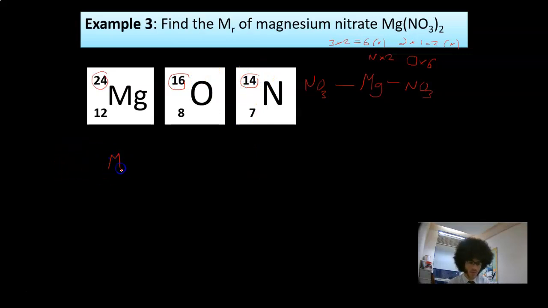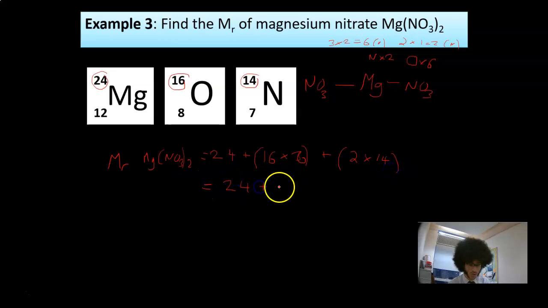So my MR for Mg(NO3)2 is, start with the magnesium, which is 24. There's only 1 of them, so we don't have to do anything too fancy. Add, now oxygen has got an AR of 16. I've got 6 of them, so 16 times 6. There we go. And then I add the nitrogen, which I have 2 of, so it's 2 times 14. Okay, so I simplify it a bit more, so 24 plus 96, I think.